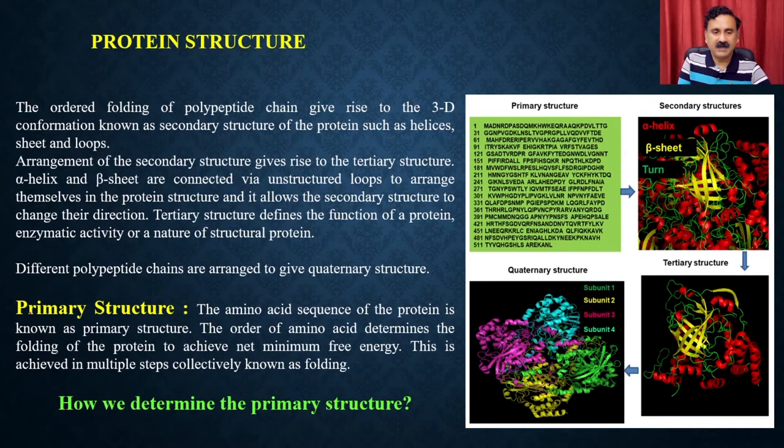So let's first start with the primary structures. The amino acid sequence of a protein is known as the primary structure. The order of the amino acids determines the folding of the protein to achieve the net minimum free energy, and this is achieved in multiple steps collectively known as folding. So this is what you see here, the primary structure, where you have the length of the amino acids.